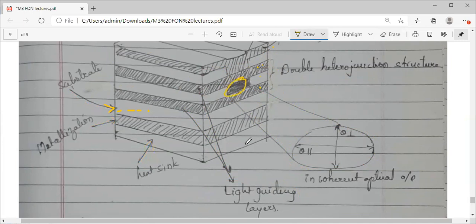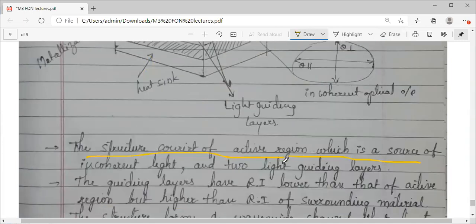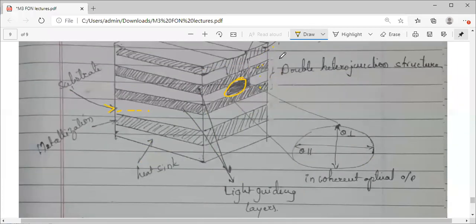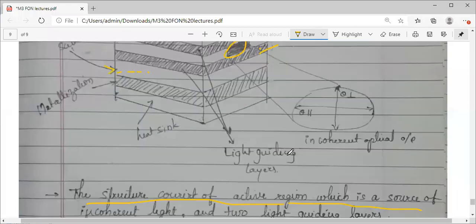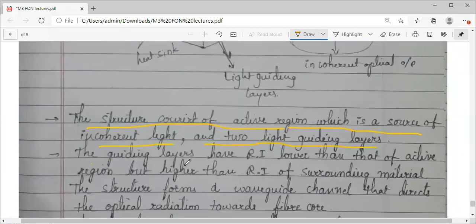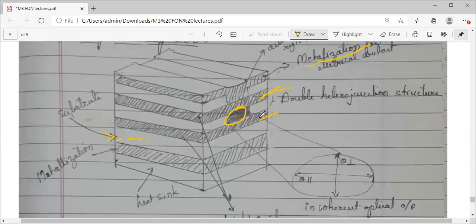This is your active region, which is the source of incoherent light, and 2 light guiding layers. तो ये जो confinement layers हैं, they are the light guiding layers. These guiding layers, okay, there's a condition here. जो आप layers use कर रहे हैं, light guiding layers, their refractive index matters here. It should be lower than the active region. जो आप ये confinement layers use कर रहे हो, इसके refractive index active region से कम होने चाहिए.